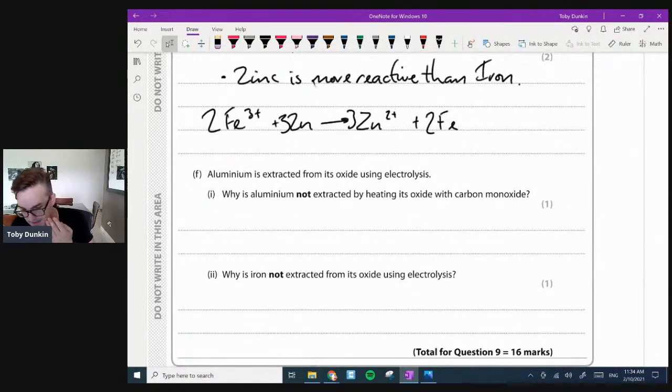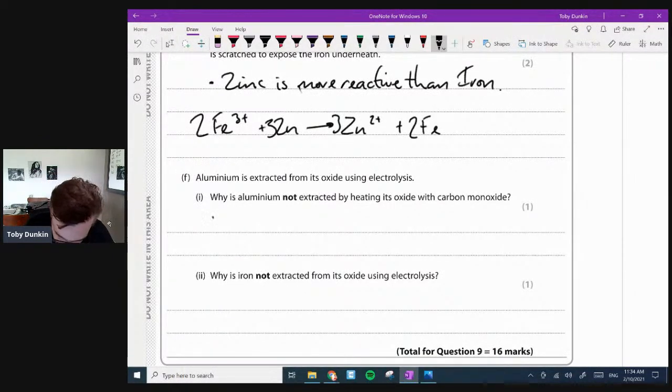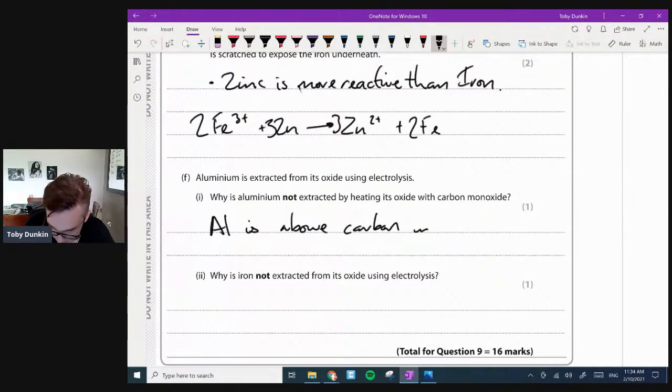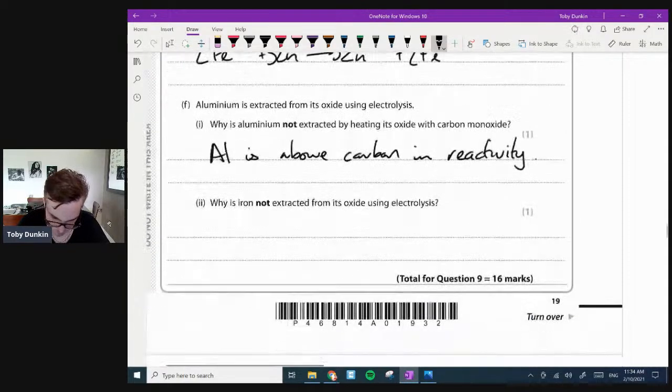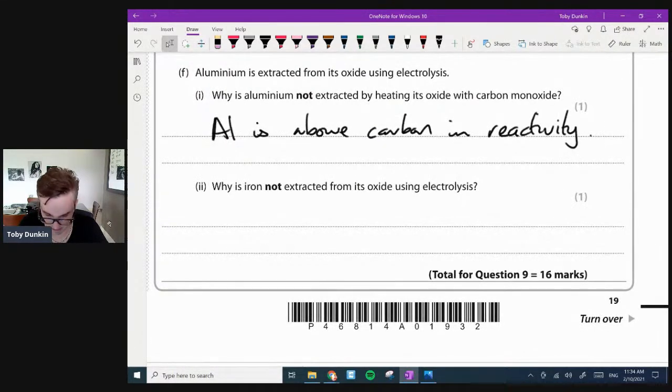Aluminium is extracted from its oxide using electrolysis. Why is aluminium not extracted by heating with carbon monoxide? Aluminium is above carbon in reactivity. Why is iron not extracted from its oxide using electrolysis? It's just too expensive. It's an awfully expensive method for a very cheap metal.